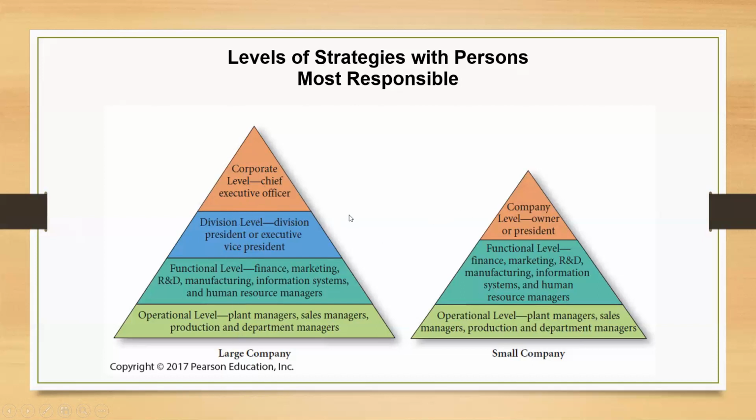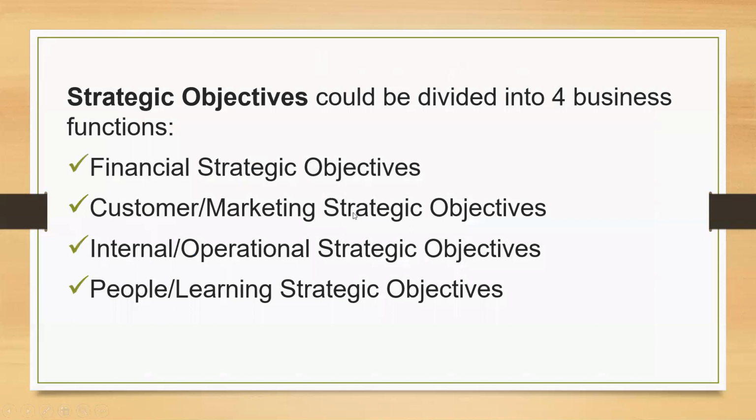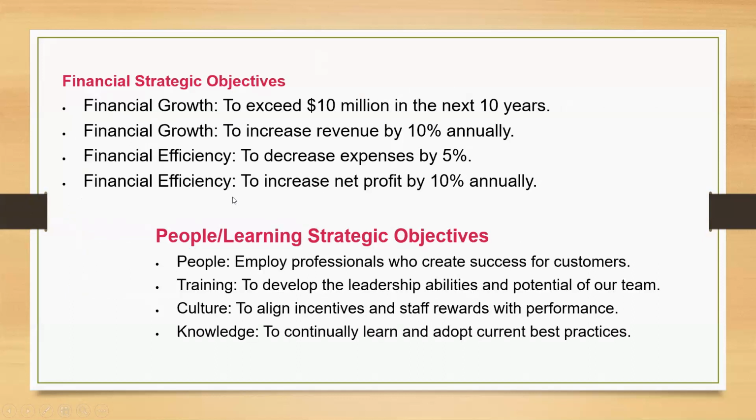Strategic objectives could be divided into 4 business functions. So pwede mong i-ano yan sa 4 business functions para mas clear. Like financial strategic objectives, customer or marketing strategic objectives, the internal people or the learning strategic objectives, something to do with the HR relation. So ito yung mga examples for strategic objectives in the financial.